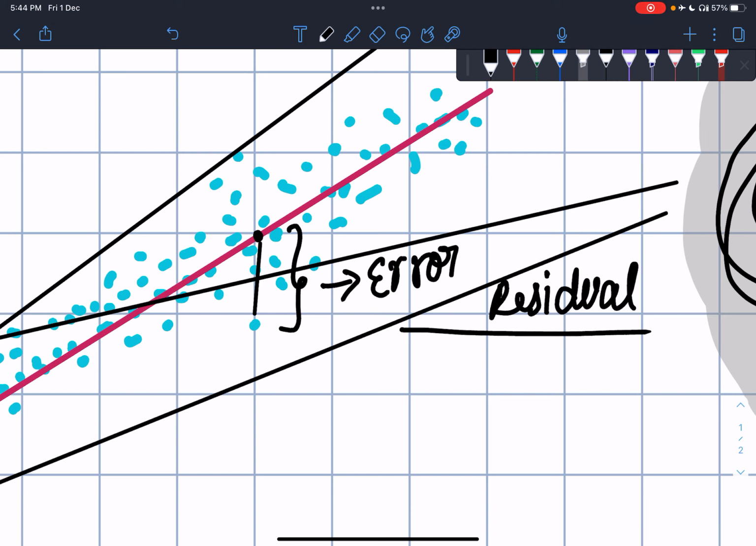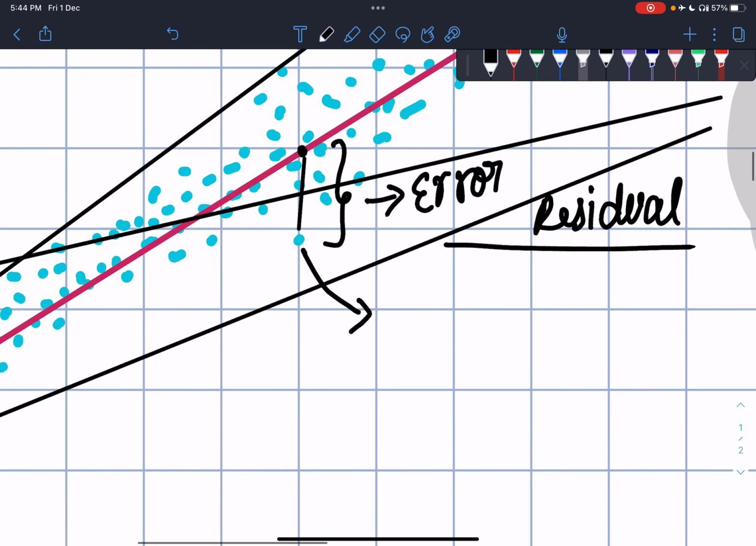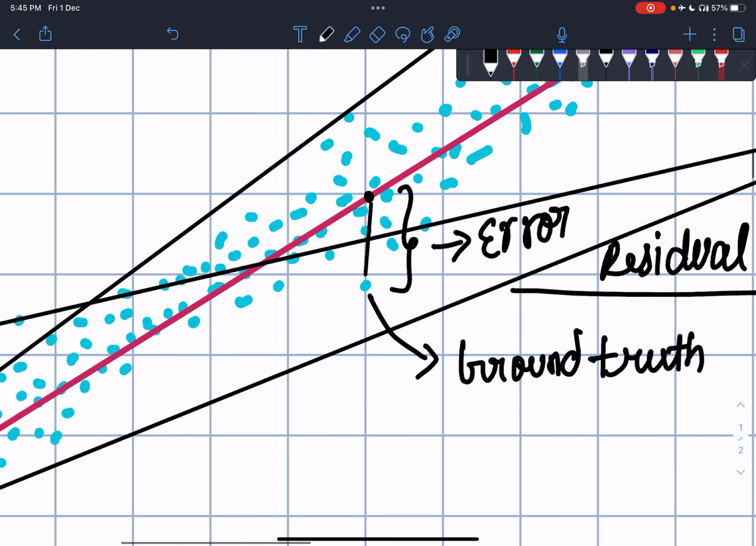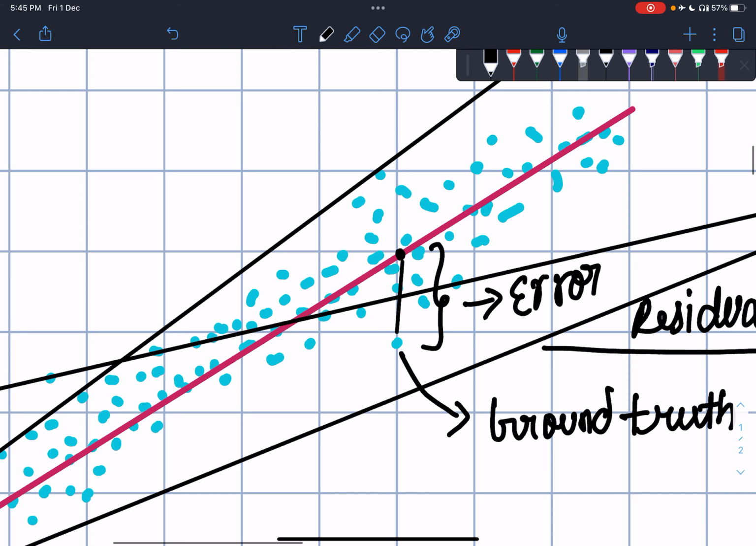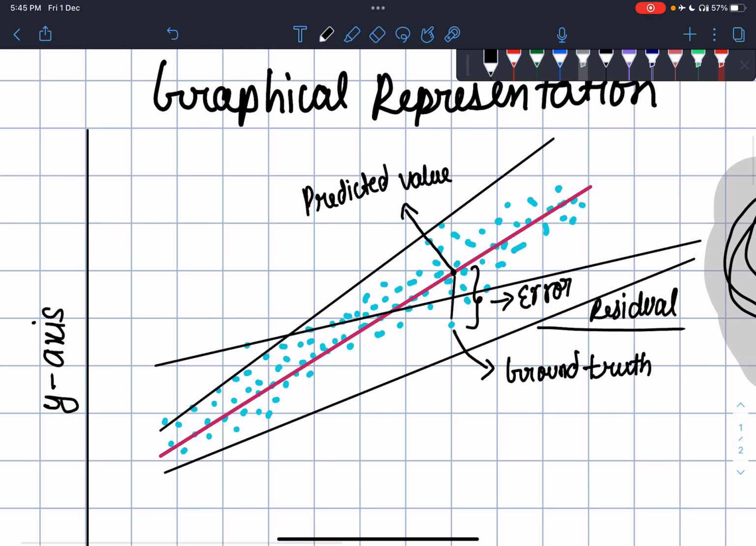This is the ground truth. This is the value we can get. So this is the point, and in this term we say it is the ground truth. Okay, this is the predicted value.